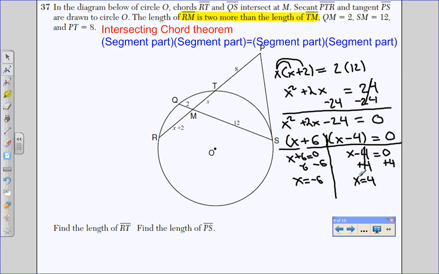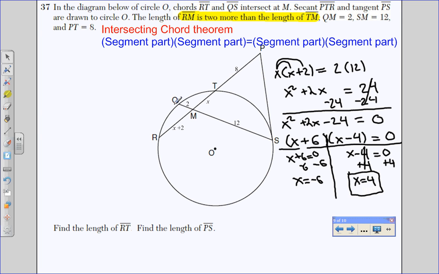Which one do we use? Well, we're going to use x equals 4. I'm going to tell you why. The reason we use x equals 4 is because it doesn't make sense for x to be negative 6, because TM cannot have a negative length, right? It has to have a positive length. So x equals 4 is what we're going to use.